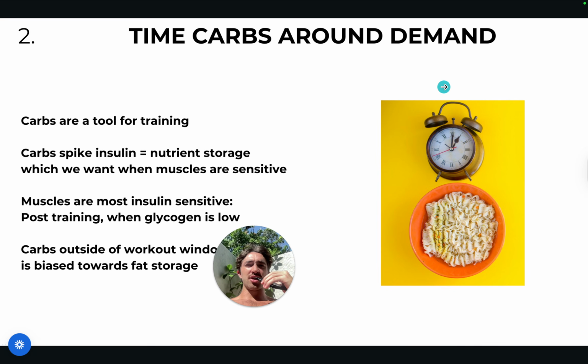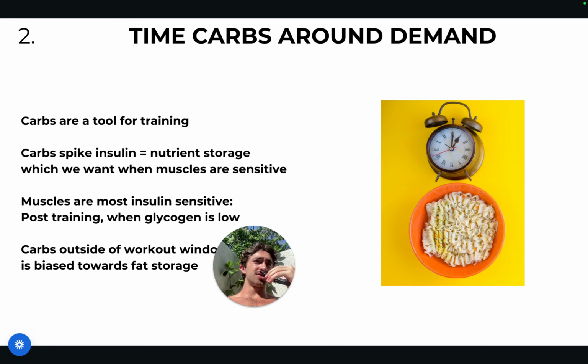Number 2 is timing your carbs around the muscle demand. I touched on this on the last one, but you want to use carbs as a tool for your training and for your recovery. Carbs spike insulin, which, like I said, is a nutrient storage hormone, which we want when muscles are sensitive. Think of it like when you're going to train, pre-workout, you're going to have muscle demand, so you want to spike insulin to prevent muscle breakdown, because that's another thing that insulin does.